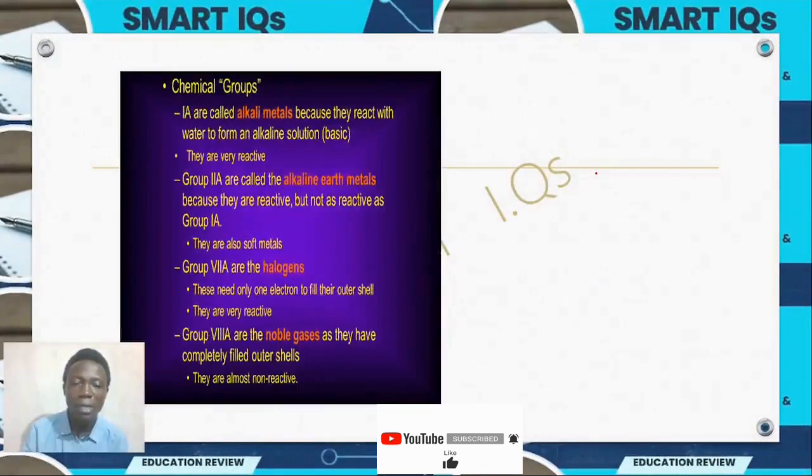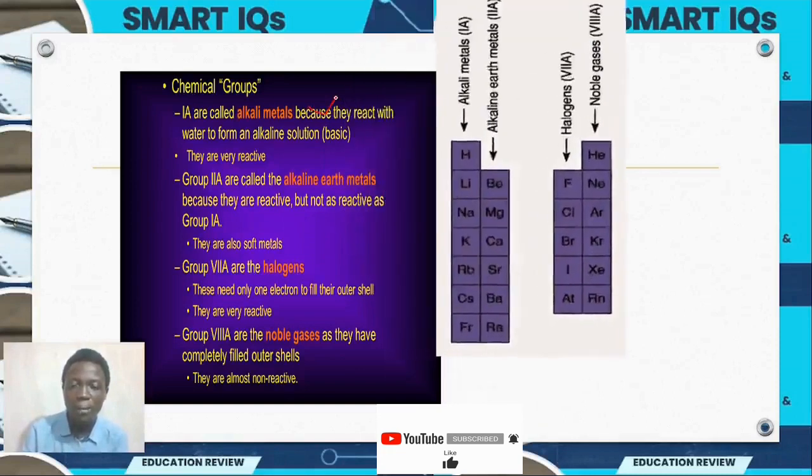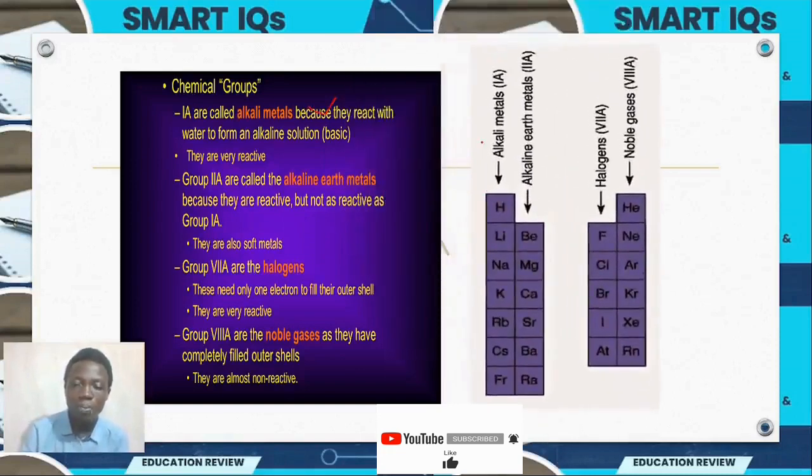So we have certain chemical groups, and there are 4 we talk about: the alkali metals, group 1, the alkaline earth metals, group 2, the halogens, group 7, and the noble gases, group 8. Okay, as we've seen them. So group 1, group 2, group 7, and group 8 are called the chemical groups. Are we together? Very good.